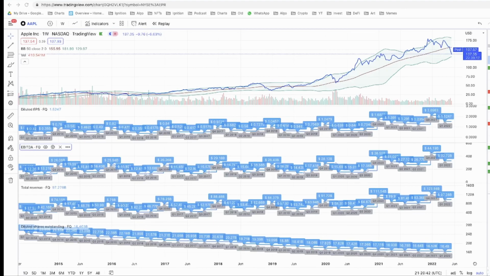So right here we have Apple. We have the stock price, obviously, and in this particular view I have diluted EPS, which is just earnings per share. EBITDA, or earnings before interest, tax, depreciation and amortization, is essentially a metric of the raw profitability of the business. You can debate the applicability of it, but for non-financial companies, so non-banks and other financial institutions, this is a reasonable benchmark for how much money a company makes. Total revenues, and then shares outstanding.